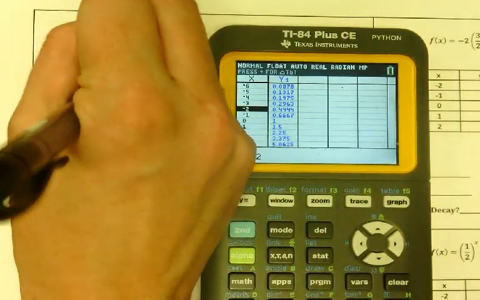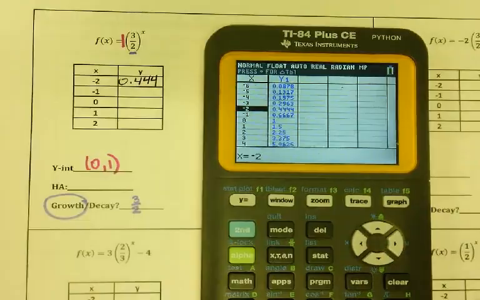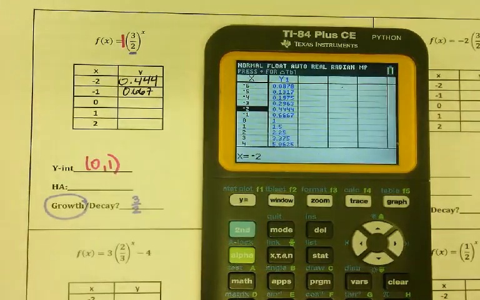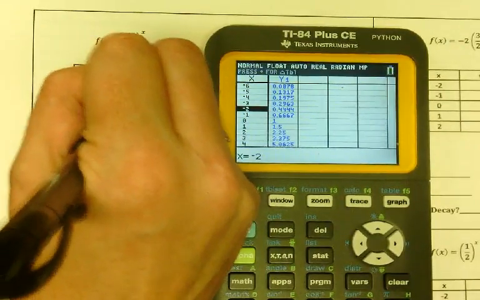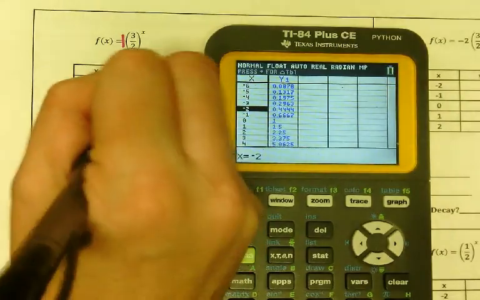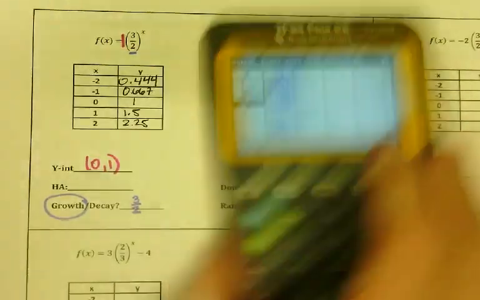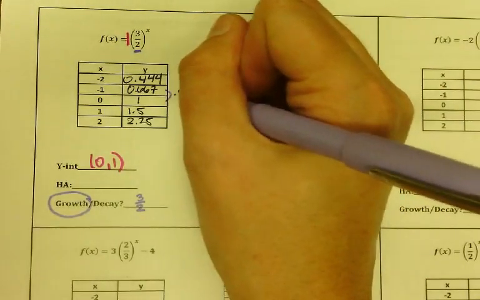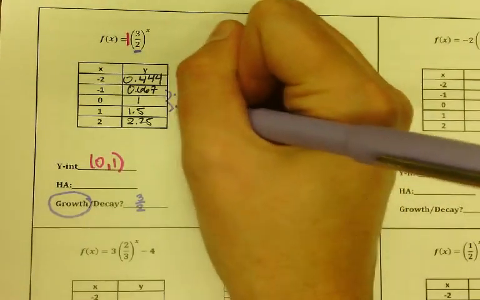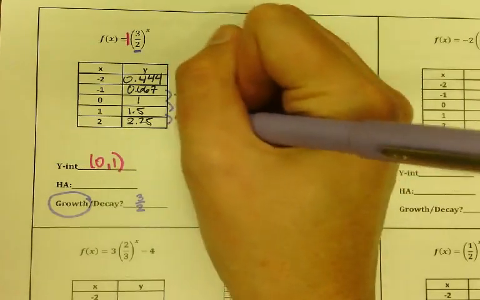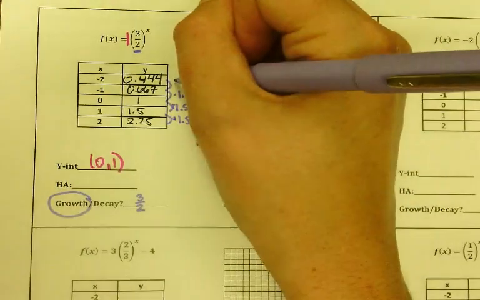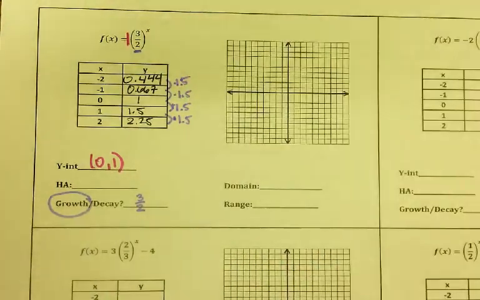Interesting. So that's going to be 0.444, and then 0.6667. And then we have a 1, 1.5, 2.25. And guys, what I want you to notice is every time here, we're actually multiplying by that 1.5, or that 3/2. We are multiplying by the 1.5 every single time to get to the next value. So that's what that growth factor means: we're multiplying to get to the next one.